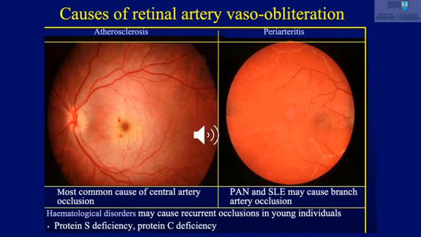Periarteritis may occur in diseases like polyarteritis nodosa and systemic lupus erythematosus, which may cause branch artery occlusion, and hematological disorders like protein S deficiency, protein C deficiency, antithrombin 3 deficiency, sticky platelet syndrome, and antiphospholipid antibody syndrome.